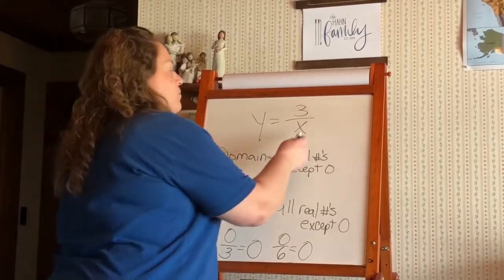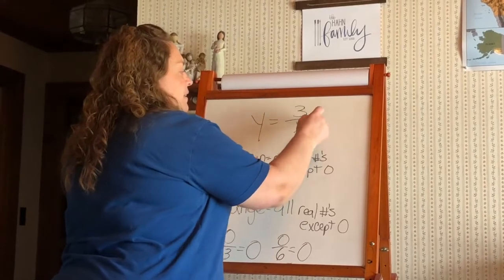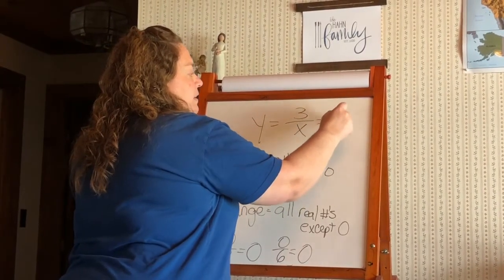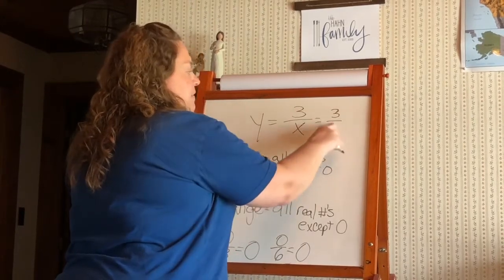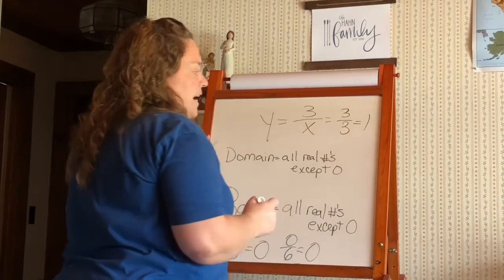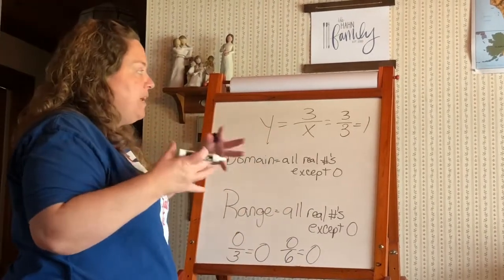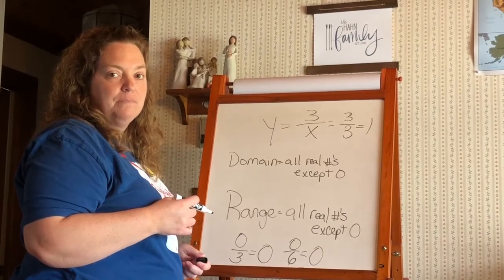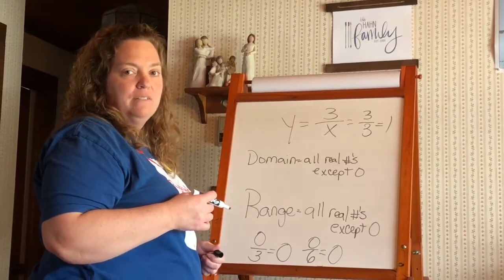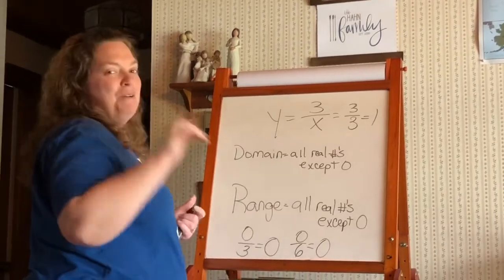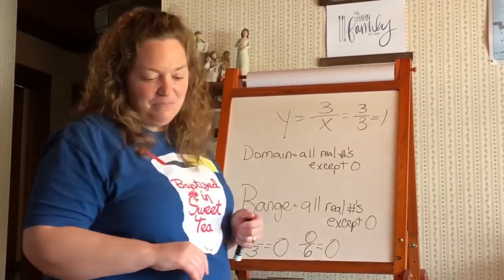If x was 1, let's say x was 1, then it would equal 3. If x was 3, then it would equal 1. But there's nothing we can put in where the y is going to equal 0. Okay? Do you understand? Yes, I understand. Okay. I hope my students at home understand.